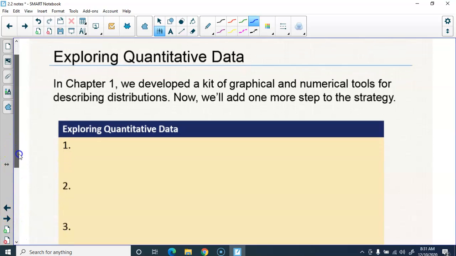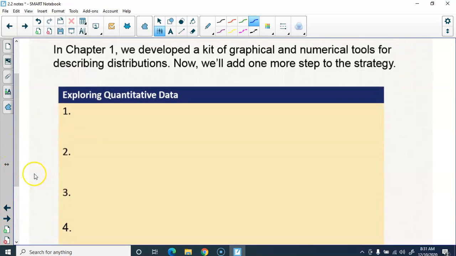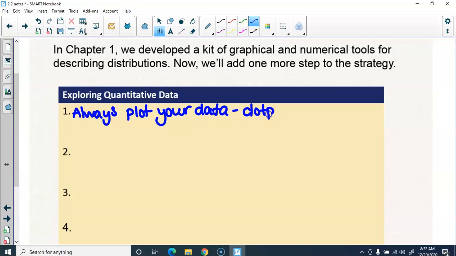So first, in chapter 1, we talked about graphical and numerical tools for describing distributions, so we'll do one more thing here. We have to make sure that when we're exploring quantitative data, this is one of the first things we talked about: always plot your data. And that would be a dot plot, stem plot, or histogram.